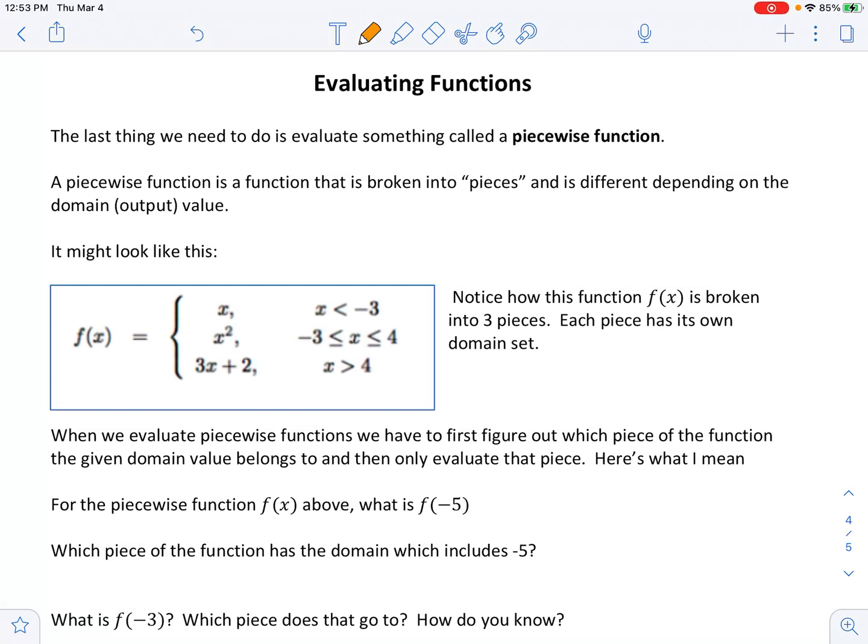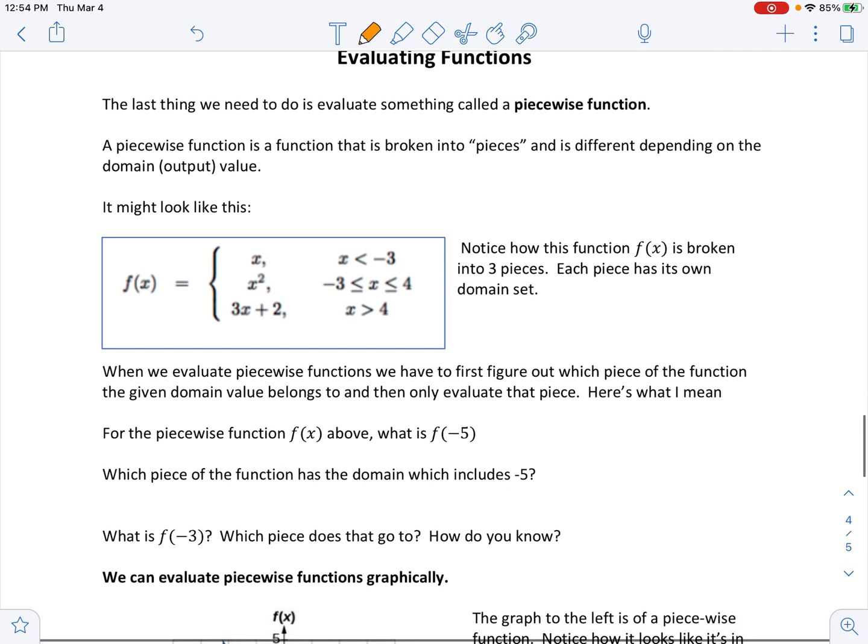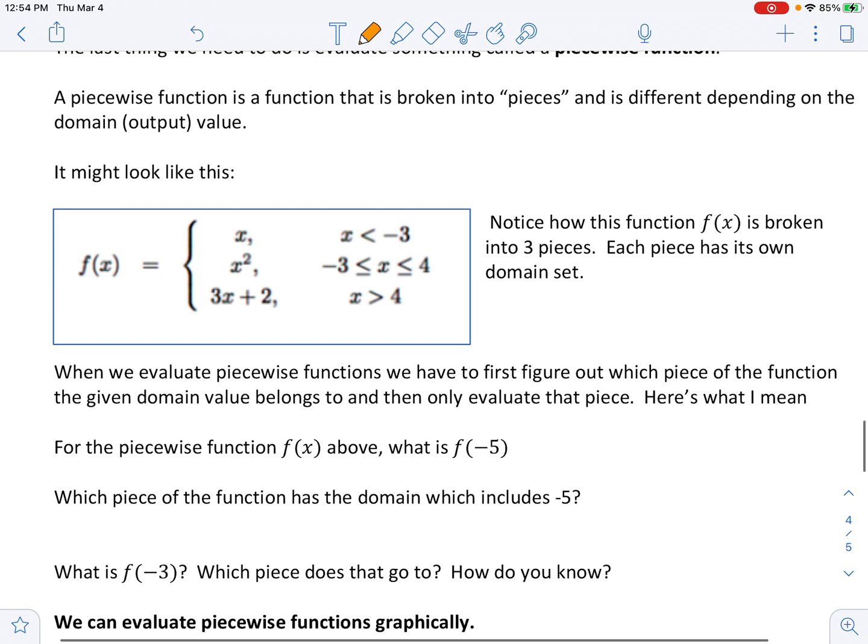We're going to continue our learning about evaluating functions, but in this video we're going to focus on evaluating things called piecewise functions. A piecewise function is a function that's broken up into pieces. And the function rule that's applied to the input changes depending on what that input value is. So oftentimes piecewise functions look like what you see in the box, okay?